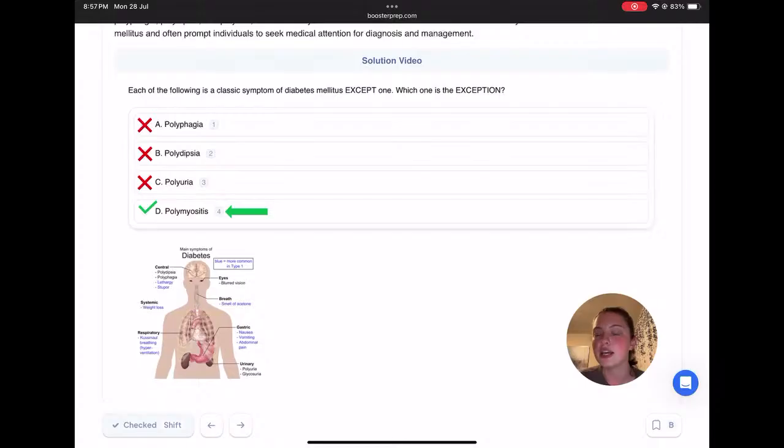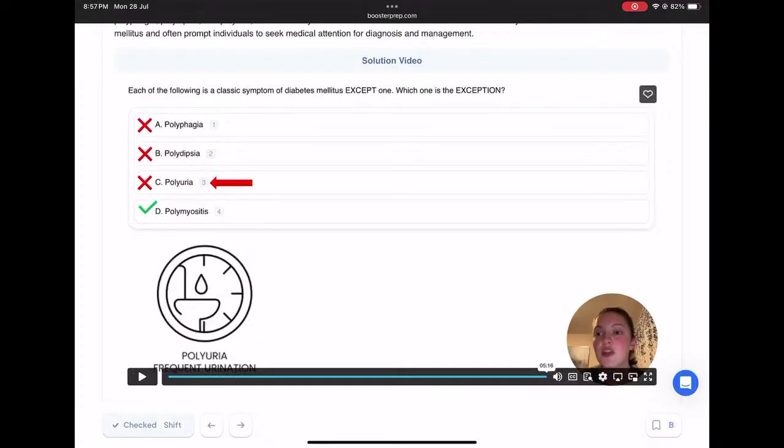So we know that when we're talking about the symptoms of diabetes, the 3 P's of diabetes, really common symptoms, are super important, and they represent polyphagia, polydipsia, and polyuria.